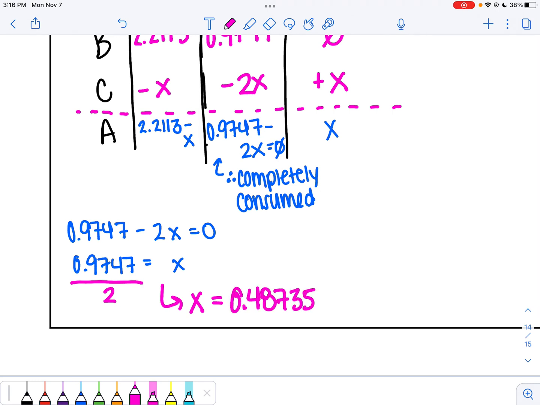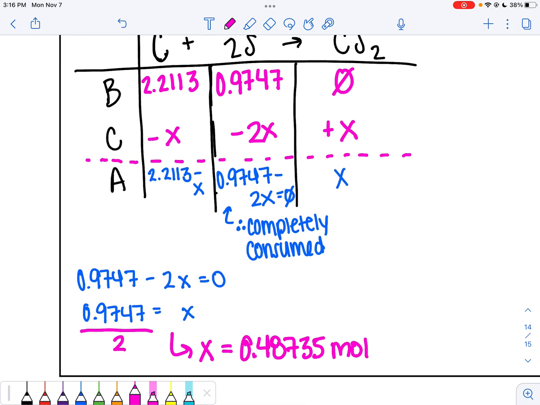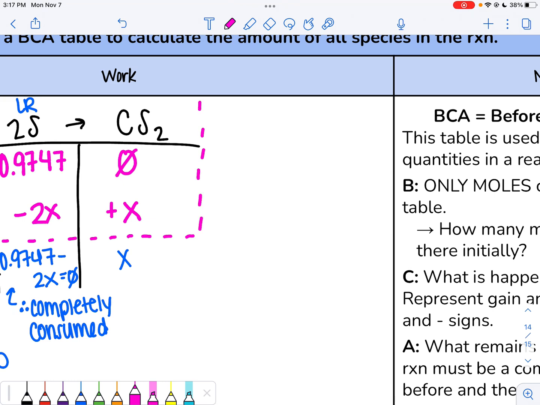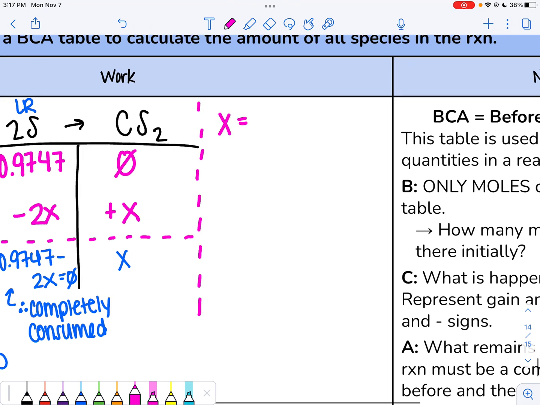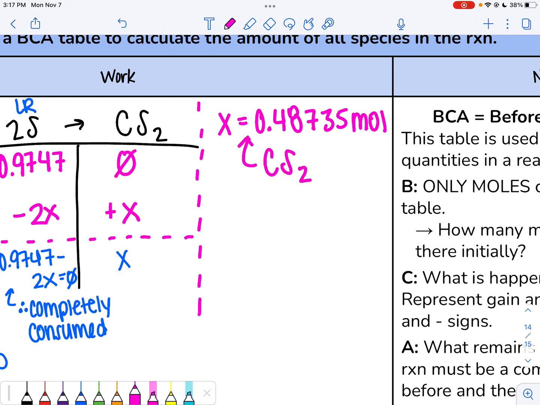So this tells us that x is equal to 0.48735 moles. This is how many moles of sulfur get used up in this reaction. So now we can take x and plug it back in to solve for any other unknown quantity. But you also have to keep in mind, what am I asking you to solve for in this problem? So in this problem, I only really care about the mass of carbon disulfide that I'm producing at the end. So if I know that I have x moles of carbon disulfide, x is equal to 0.48375 moles. So that tells me that this is the amount of carbon disulfide that I had, because x is equal to the amount of moles after.